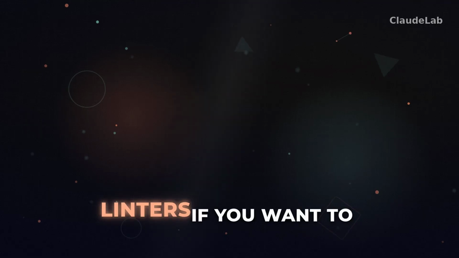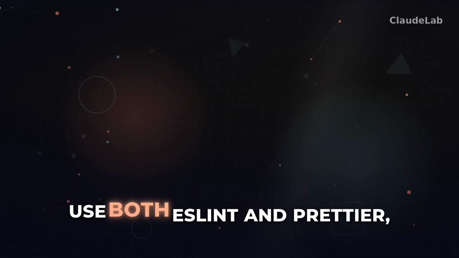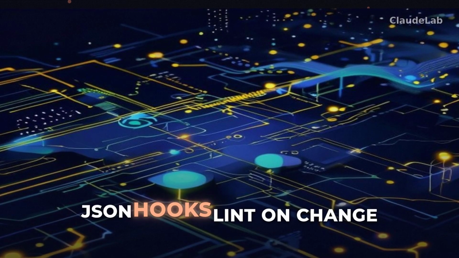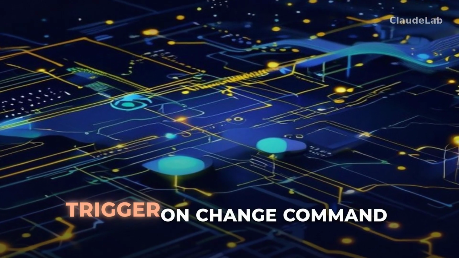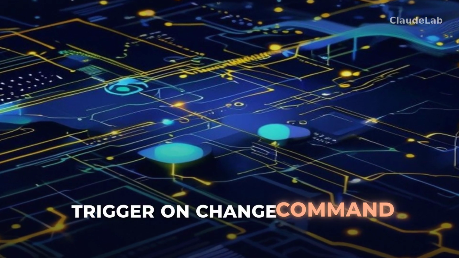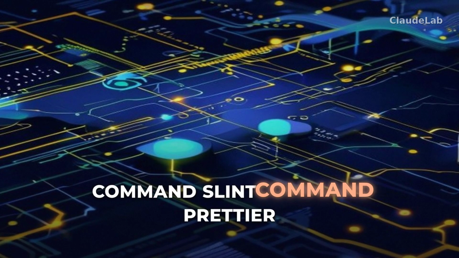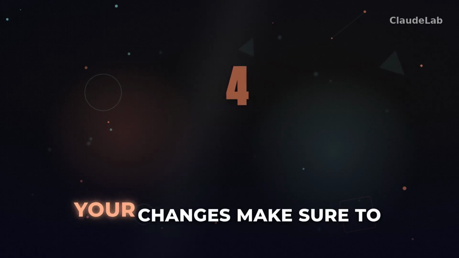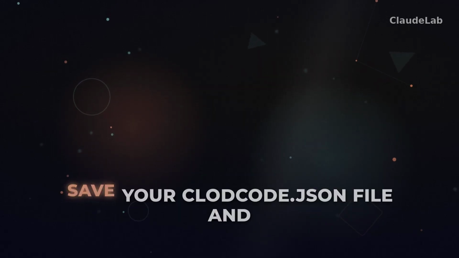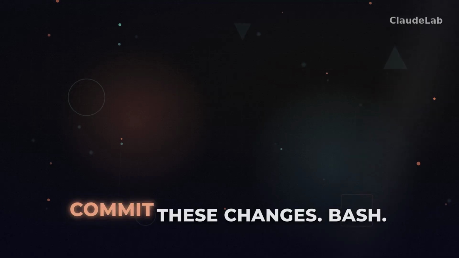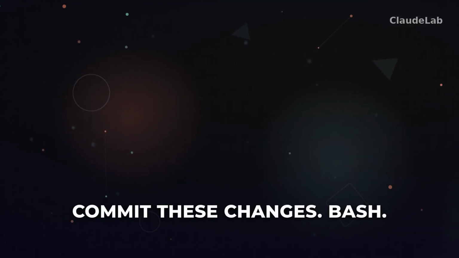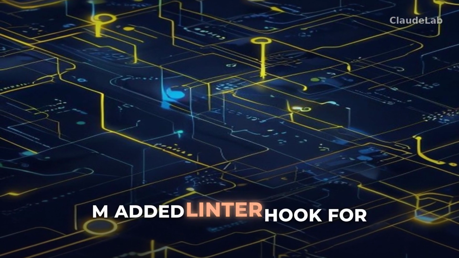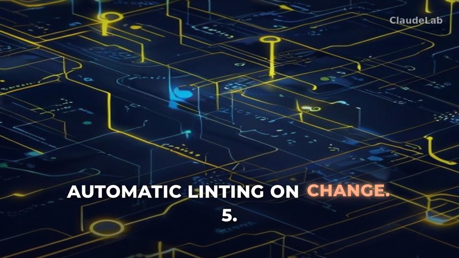3. Add commands for different linters. If you want to use both ESLint and Prettier, add them as separate commands. JSON. Hooks. lintOnChange. Trigger: onChange. Commands: ESLint, Prettier. 4. Save and commit your changes. Make sure to save your claudecode.json file and commit these changes. Bash: git add claudecode.json. git commit -m "Added linter hook for automatic linting on change".